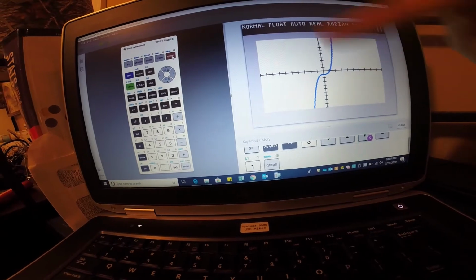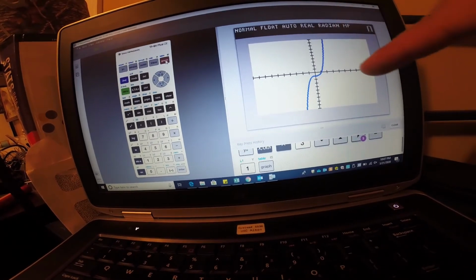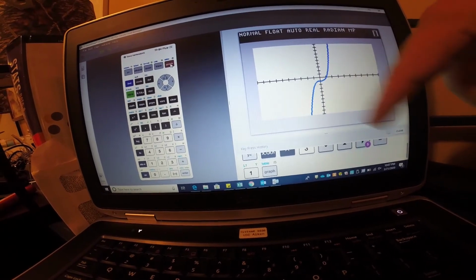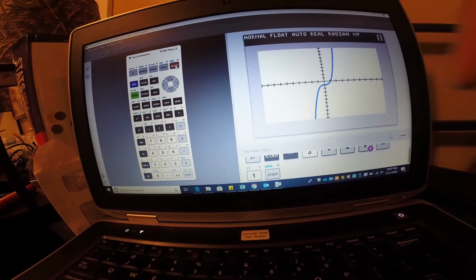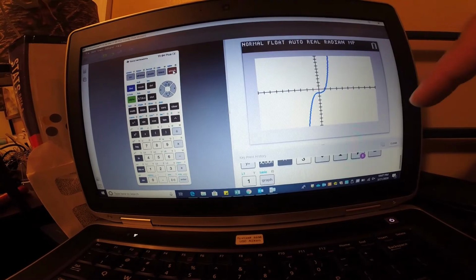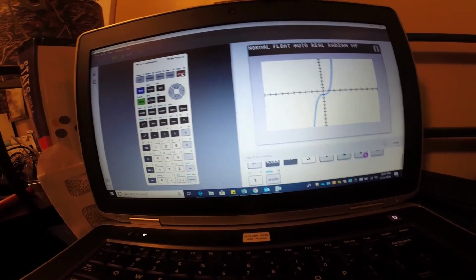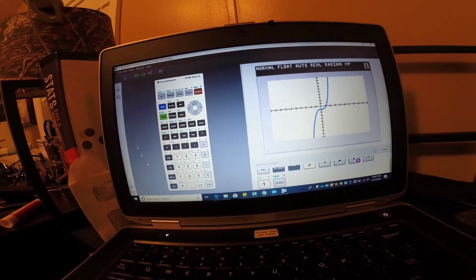Okay, it doesn't swoosh high and then back low. It steadily increases. It just does it a lot slower in this area. So because it passes the horizontal line test, then we can say that it is indeed a one-to-one function.